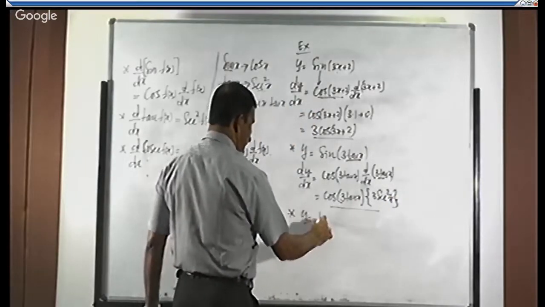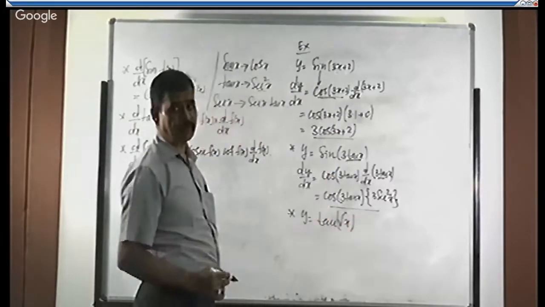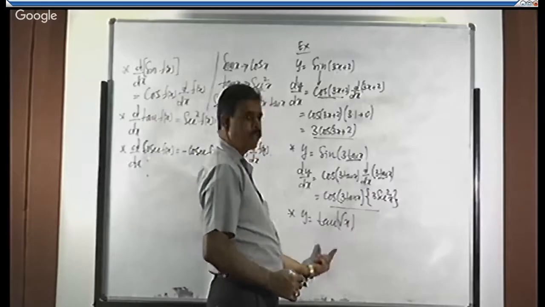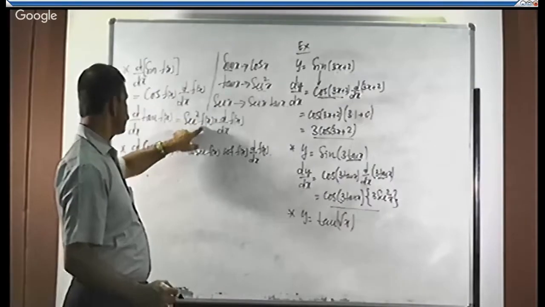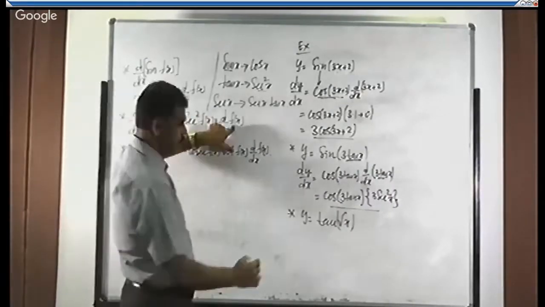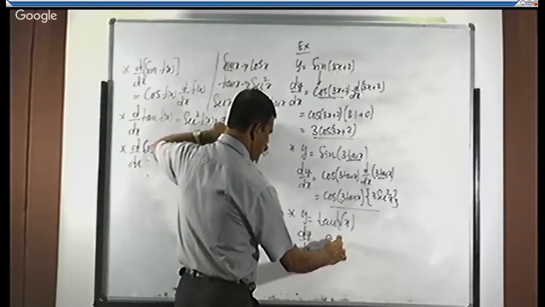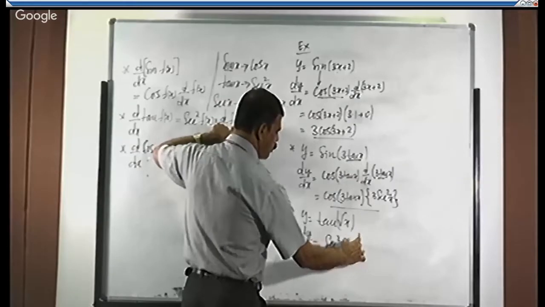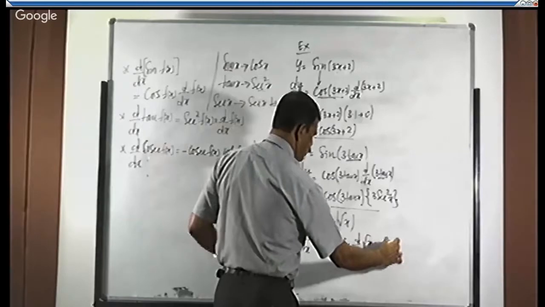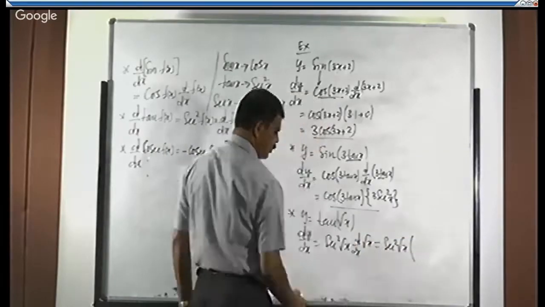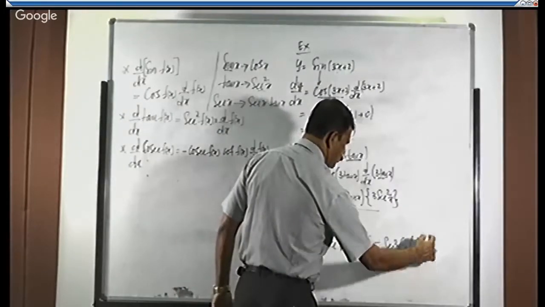y is equal to tan of root x. What is the function? Root x, right? The derivative of tan x is secant square x. For tan of a function, it is secant square of the function into d by dx of the function. So dy by dx is equal to secant square of the function into d by dx of the function. Finally, it is secant square root x. Differentiate the function. Which is the function? Root x, whose derivative is 1 by 2 root x.